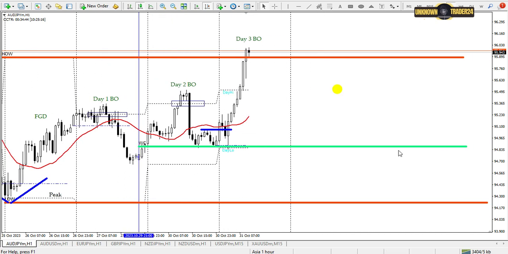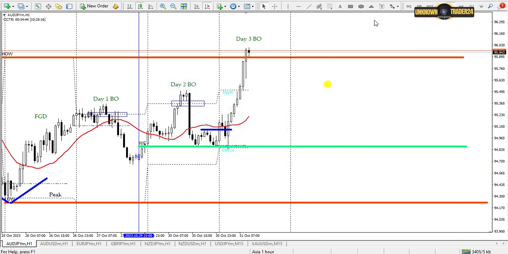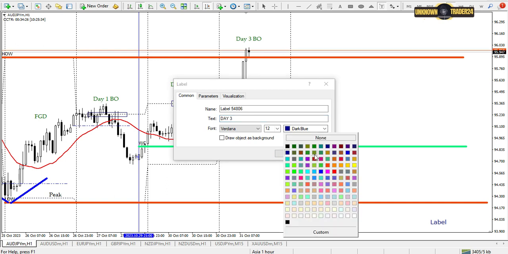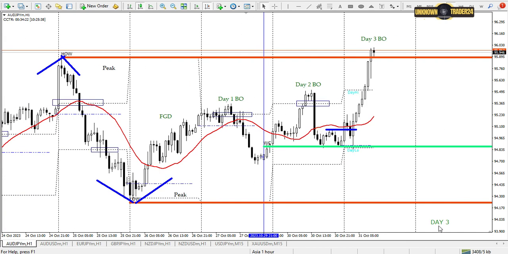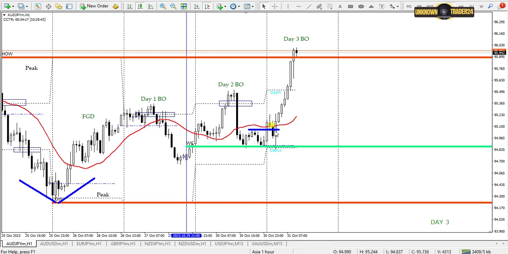So one thing I usually do is I will come here and use not this one, sorry, I will use this one, this label, and I will write day 3, and I will give it a green color. Why? Because it's going up, so this thing is not gonna move on me. Okay, so basically this is how I do my things.